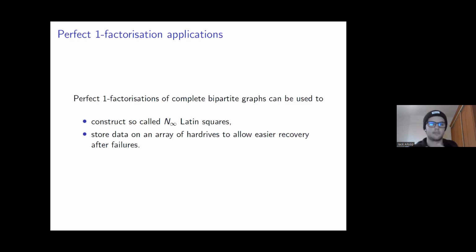Another reason is that it's been suggested that perfect one factorizations of complete bipartite graphs can be used to store data on an array of hard drives in such a way that allows for easier recovery after failures. And I don't believe that this application has ever been implemented, so it might not be totally honest to call this an application, but people have written papers saying theoretically you can use perfect one factorizations of complete bipartite graphs for this reason. So there are maybe some applied reasons why people would want to study these as well.